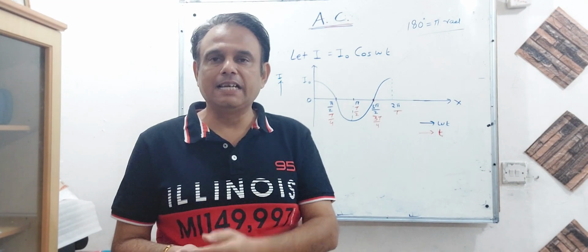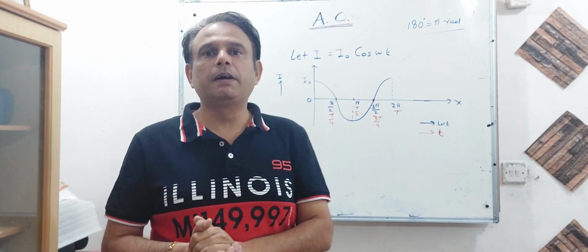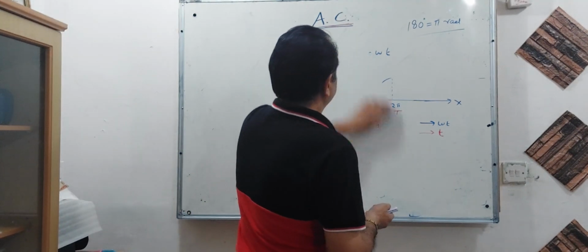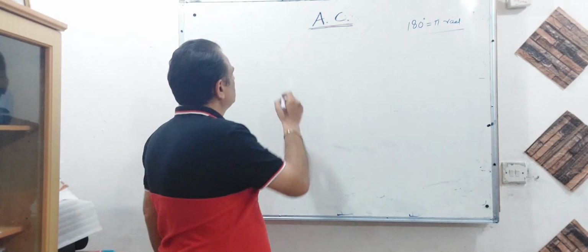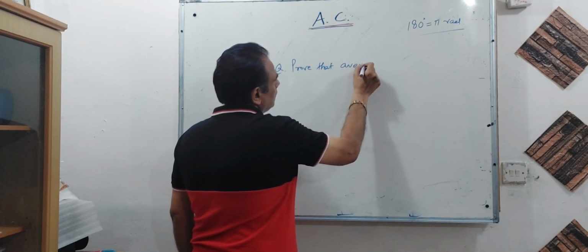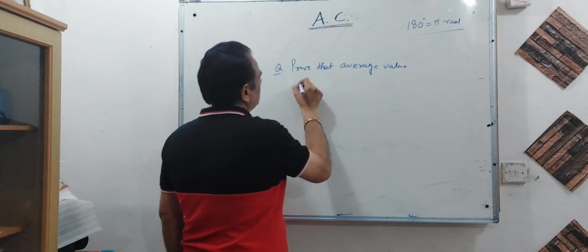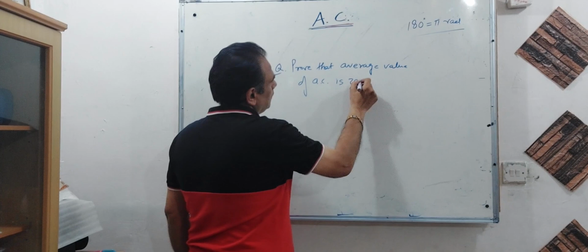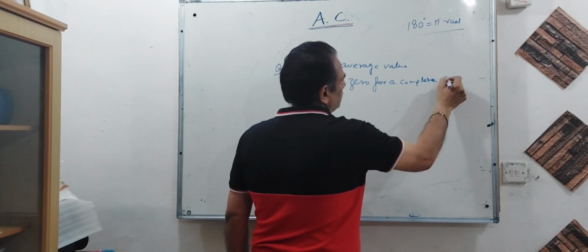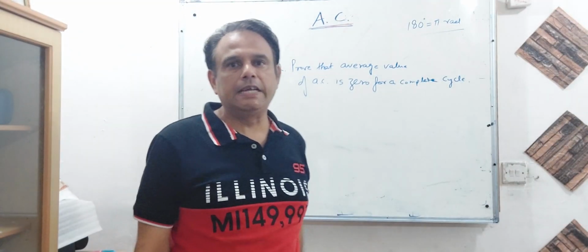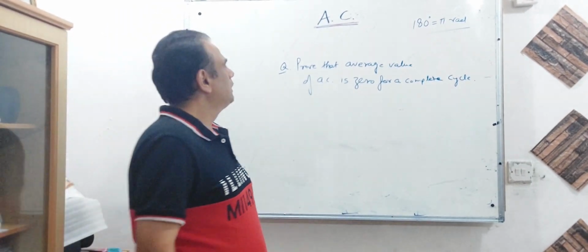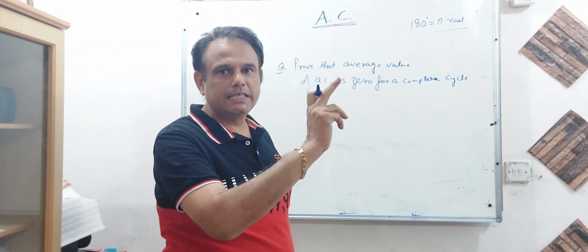But how to prove it mathematically? That is the first question which comes in CBSE: prove mathematically that the average value of AC is 0. So I have to prove that part, let us see. Prove that the average value of AC over a complete cycle is 0. So what we have to prove? The average value of AC over a complete cycle is 0. Question is clear? For a complete cycle, the average value of AC is 0.